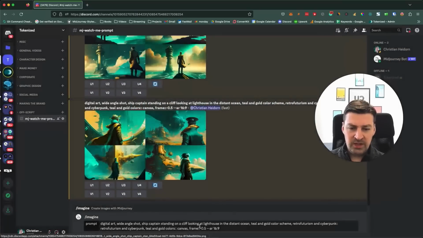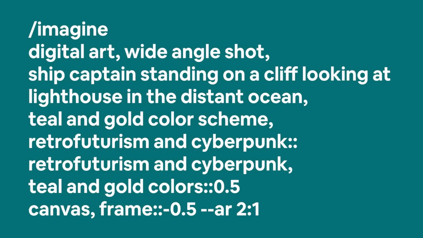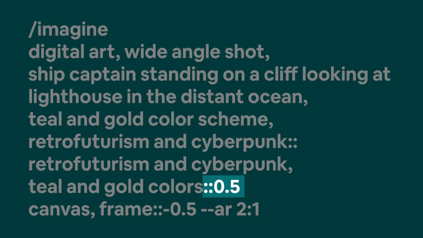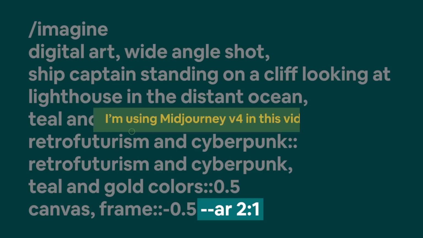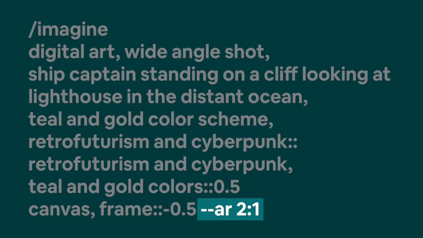So what I think we might have to do is I'm going to change our prompt again one more time, but all I'm going to do is reduce the weight of our second segment to 0.5. And I'm also going to change the aspect ratio to 2:1, simply because I want the widest possible aspect ratio that Midjourney supports. The reason why I want this is simply because I'm creating a banner.